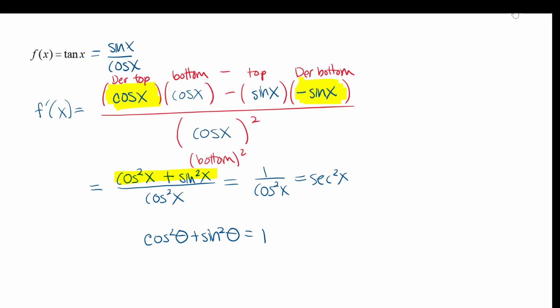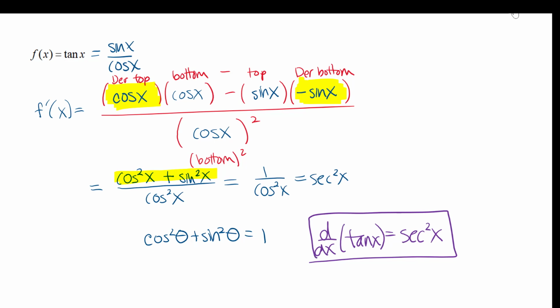For this one, I didn't use the limit definition of the derivative. I used the results I got from doing that limit definition before, and then the quotient rule. But again, this is one to memorize. The derivative with respect to x of the tangent function of x is secant squared of x. So memorize that one. All right, and so we've done 3 of the 6 trig functions.